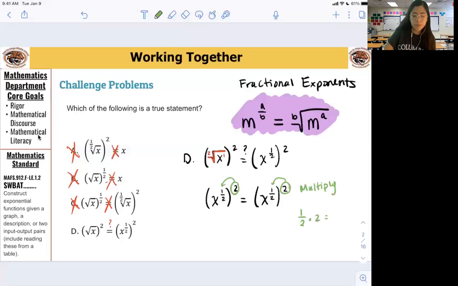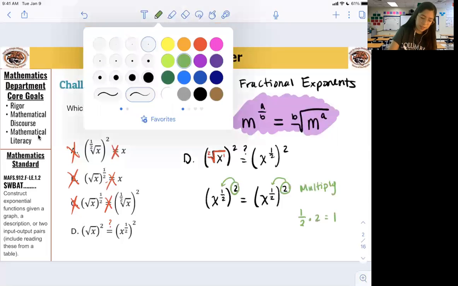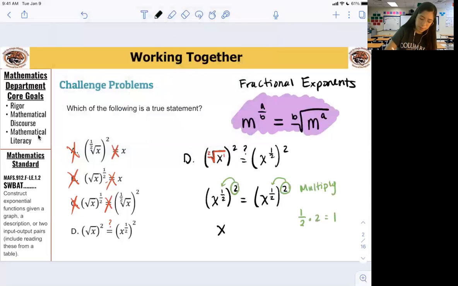1/2 times 2. Oh, wait, what did you say? You said 1. Oh, I heard you say 1 whole and I heard 1/2. Yes, it's 1. It is 1. So we end up with x to the power of 1 on both sides, making D my answer.